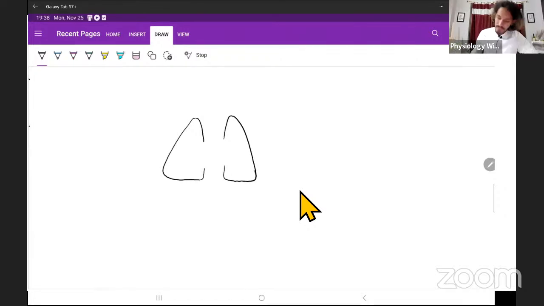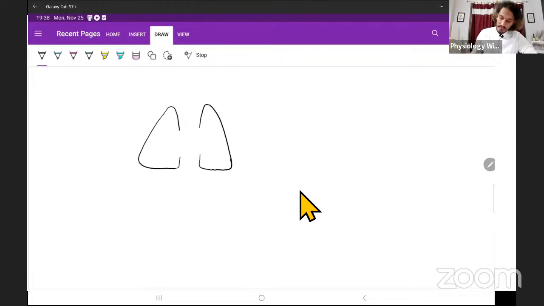Now this lung on one side is covered outside by your rib cage. We have different ribs which are covering it. On top, we have the clavicle. Like this, we have the clavicle.